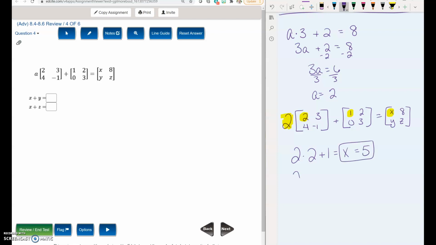Then we will do 2 times 4 plus 0 equals Y. So that means that Y is 8.